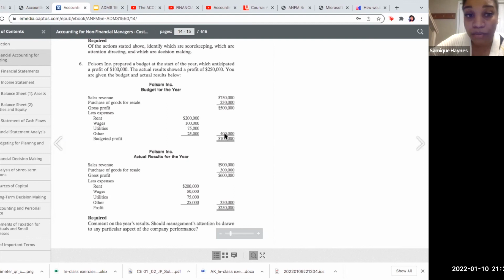So then we can say that our profit was budgeted at $100,000 and the actual result was $250,000. So we are directing our attention to these different variables that have been produced through scorekeeping. And so now somebody can say, let's work on the decision-making function. We can actually make a decision now to see what our next steps are. How can we continue on in the future?